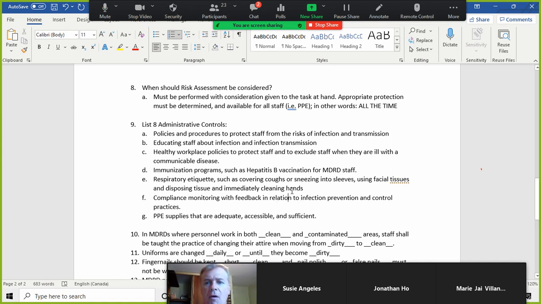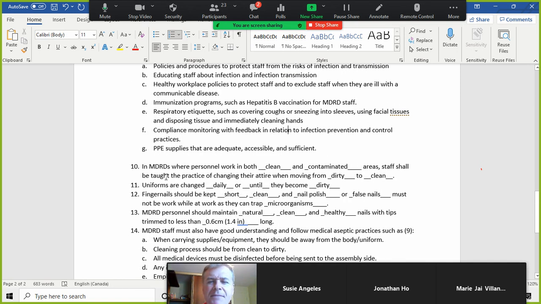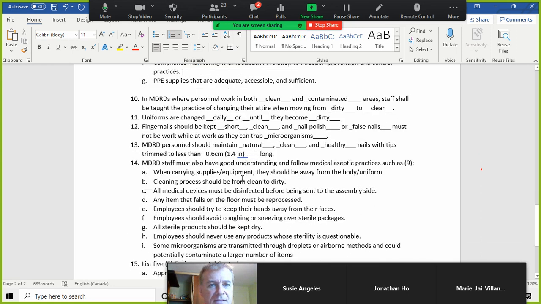Okay. So in MDRD where personnel work, in both clean and contaminated areas, have a read of these. I provided you guys there the answers because I want you guys to have the answers. You guys have paid the money for the course. I'm not going to make you guys guess. Here are the answers. MDRD personnel should maintain natural and clean, healthy nails with tips trimmed. There you go. MDR staff must also have good understanding and follow medical aseptic practices such as all of these guys here.